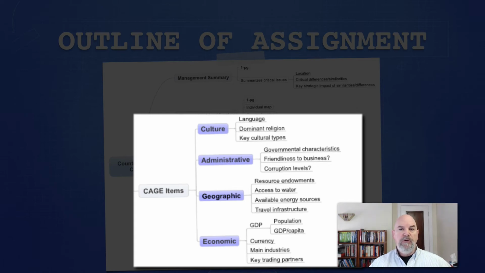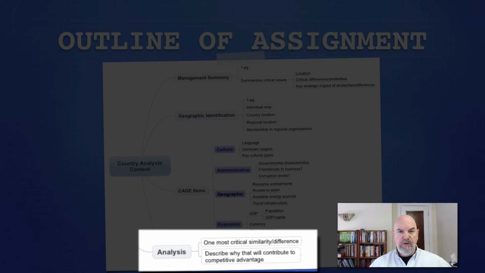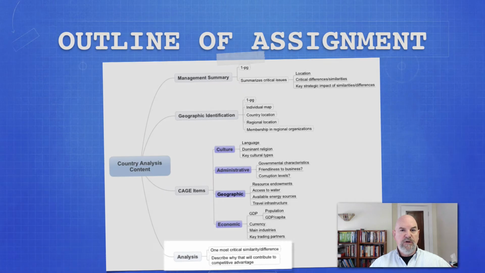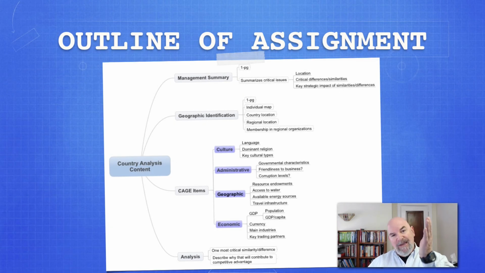And then we'll turn that into the analytical part of the paper, where we take the research part, the CAGE differences, and try and come up with the strategic implications of those similarities or differences. That is, is there one critical similarity or difference that suggests we should or should not expand to your target country? So you're funneling down. You're kind of coming down from the broad arrangement of all the similarities and differences into the one or two, and I'd suggest one that really matters. So tell me whether we should or should not expand to that country, and which one of the similarities or differences suggests that and why.